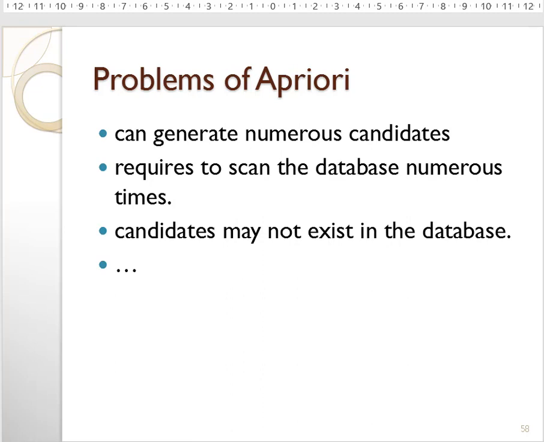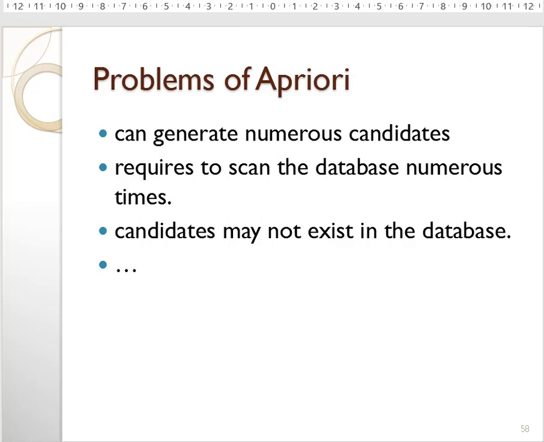There are a few problems with Apriori. First, it can look at many candidates. Actually, it can look at some candidates that do not exist in the database. For example, if we take AB and AC and combine them to make ABC, then maybe ABC does not exist in the database, it has a support of 0, and then Apriori will spend some time to look at an item set that does not exist in the database. And also, Apriori needs to read the database many times to count the supports of all these candidates. So maybe it will spend a lot of time.